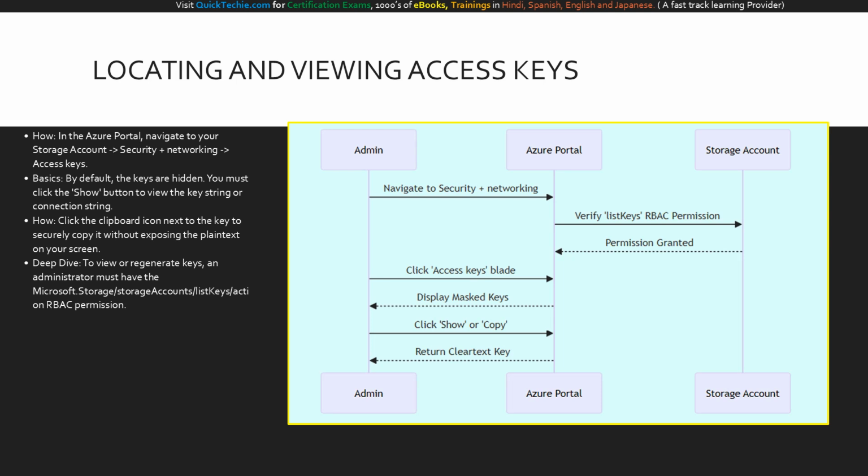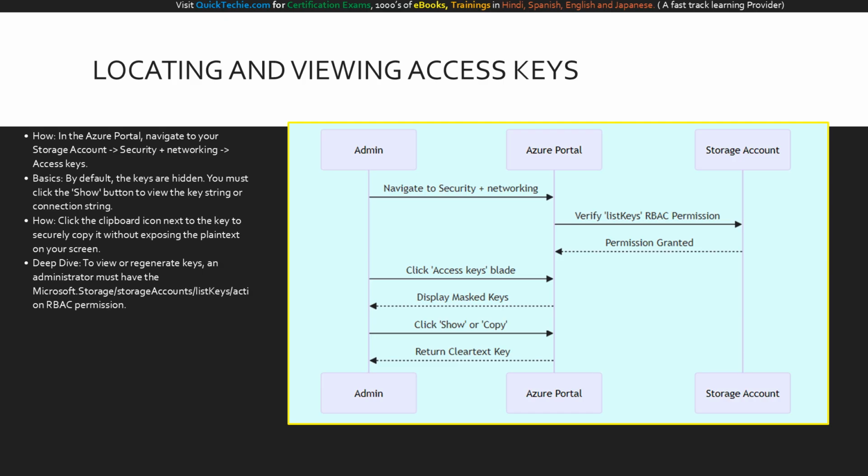So, how do we find and use these keys when necessary? The process is straightforward but secured by design. In the Azure portal, you navigate to your storage account, scroll down to the Security plus Networking section, and select Access Keys. For the basics, you'll notice that the keys and connection strings are masked by default. You have to explicitly click a Show button to reveal them. To avoid shoulder-surfing security breaches, it's best practice to just click the clipboard icon to copy the key directly to your clipboard.